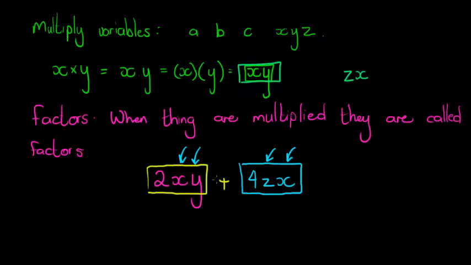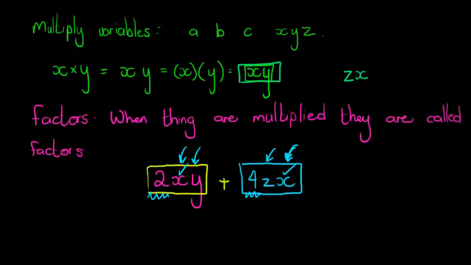In this case, we've got different variable factors. Yes, both terms have an X factor, but not both terms have Y factors. This one doesn't have a Y factor. So because we've got unlike factors, we can't add the coefficients. These are called the coefficients. That's telling me I've got two XY terms. This one is telling me I've got four ZX terms. So that is what we call factors.